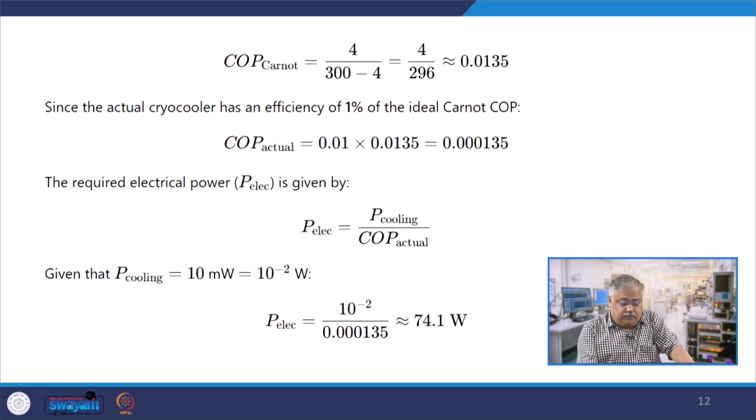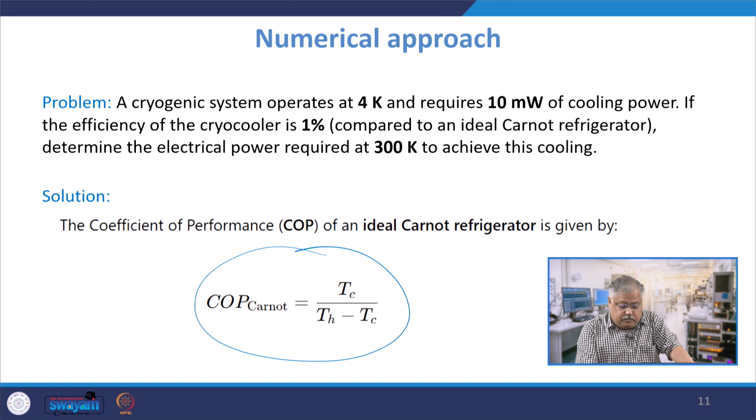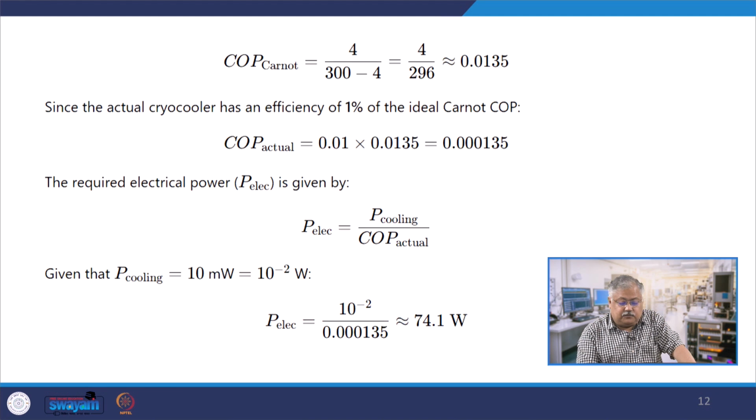Now, if you look at the COP, Tc should be 4. So, I want to reach 4, right? My current temperature is 300 Kelvin. So, I get 4 divided by 300 minus 4, which is 4 by 296, and your COP, coefficient of performance, is approximately 0.0135. However, please understand that my cryocooler has an efficiency of only 1%.